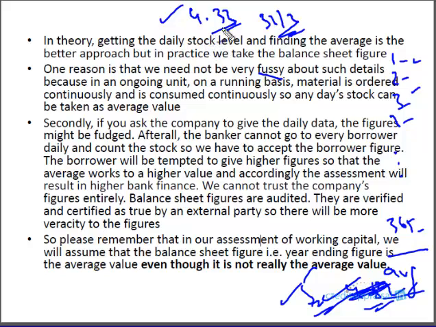At least the balance sheet is audited. This figure is at least audited. We have more faith in this figure. So if you ask the company, you'll get some fudged figure. So you don't do that. Okay. So even though this is not the average value, for working capital assessment purposes, bankers take this figure as the average holding level.